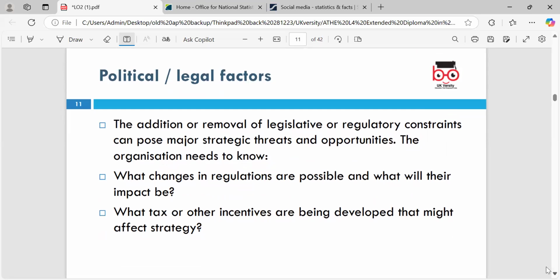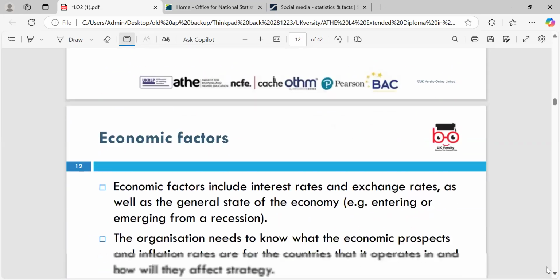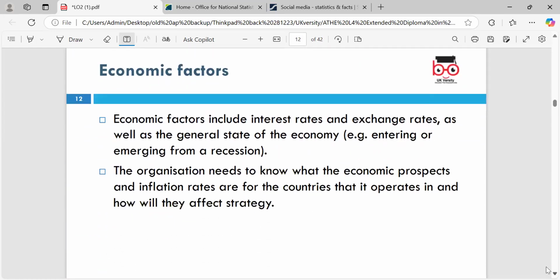Anyone any question? So guys, we'll spend 2 minutes please on legal and political. The addition or removal of legislative and regulatory constraints. Constraint means limitation. Threats and opportunities are brought by changes in legislation, and will therefore have an impact, like the tax and incentives, like the national minimum wage, which at the moment is going to be £12.25, and it will have a huge impact.